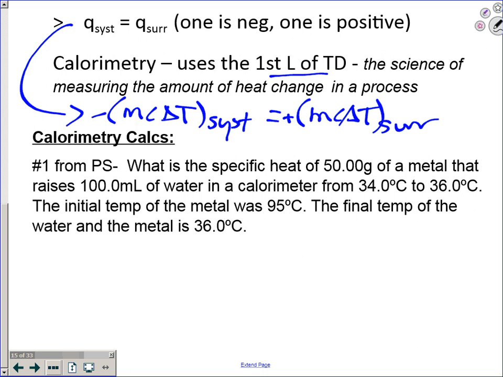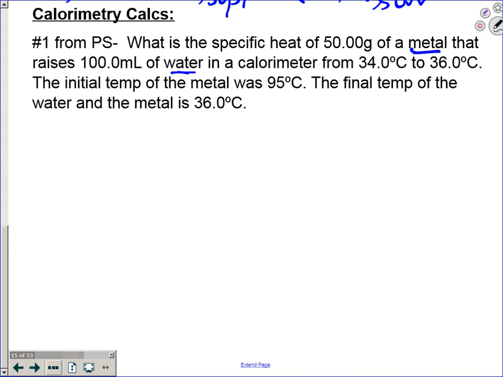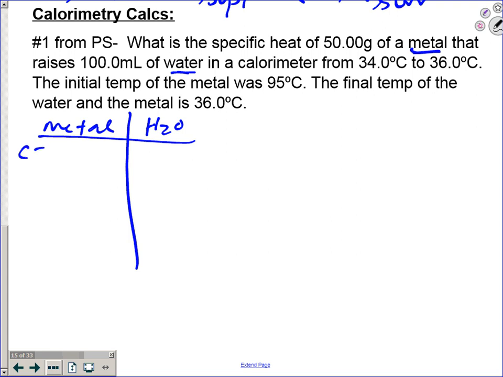As you read this, first describe who's the system and who's the surroundings. Metal, okay, so metal is one subject. What's the other thing? Water, okay. Whenever I write my variables out, it's a little overkill at first, but work with it because it will make more sense. Put metal and water and make a little table. As you read, what's the first thing it's asking for? C of what? Of the metal, right? So that's my question. What is the next thing it gives you?